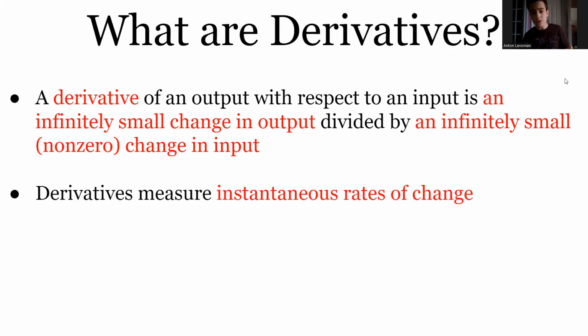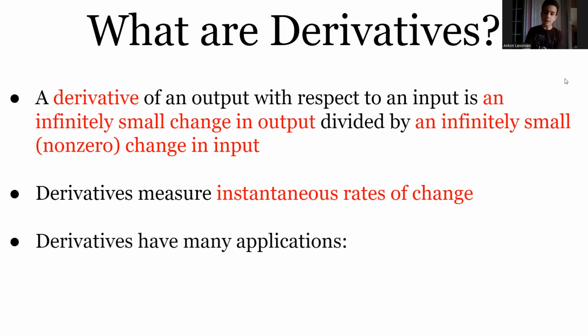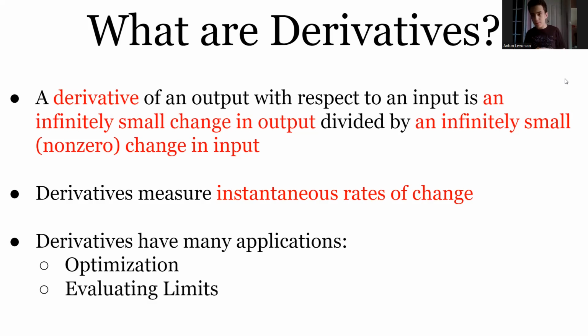And then derivatives measure instantaneous rates of change. So we can use algebra to find the average rate of change, but for the instantaneous rate of change, we need calculus to actually calculate that. And derivatives have many applications, both in this course and outside of it. In this course, some of the stuff we will use derivatives for are optimization, so finding the maximum or a minimum way to do something, and evaluating limits.